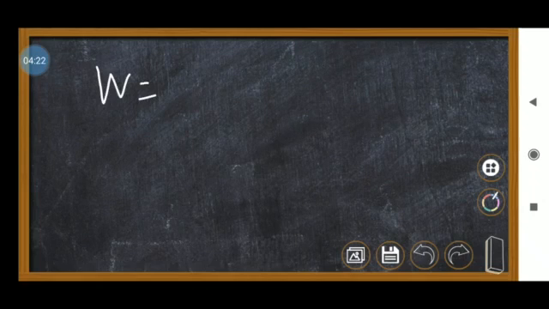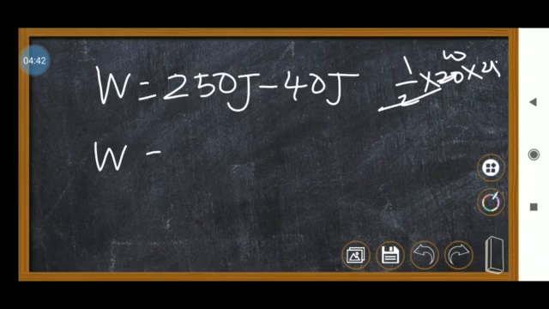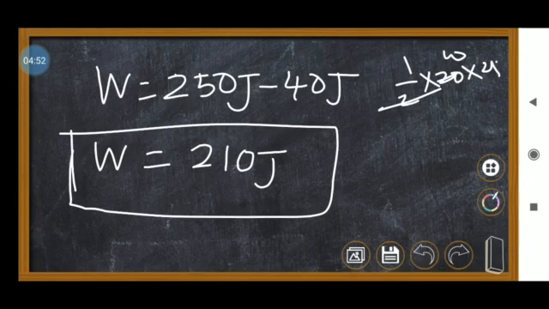So change in kinetic energy means, in the first case how much we found? Half into 20 into 25, so 250. So change in kinetic energy means 250 joule minus 40 joule. So work done equal to 250 minus 40, which is 210. So work done equal to 210 joule will come. Okay students, so next question number 9.